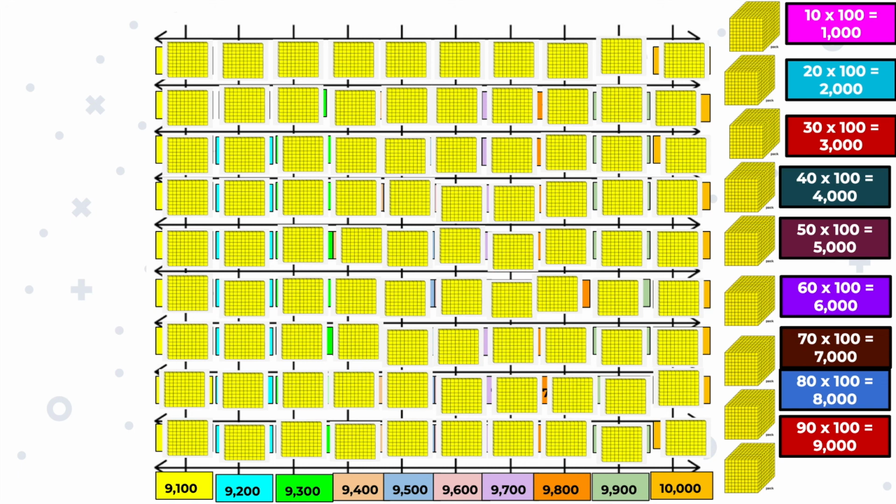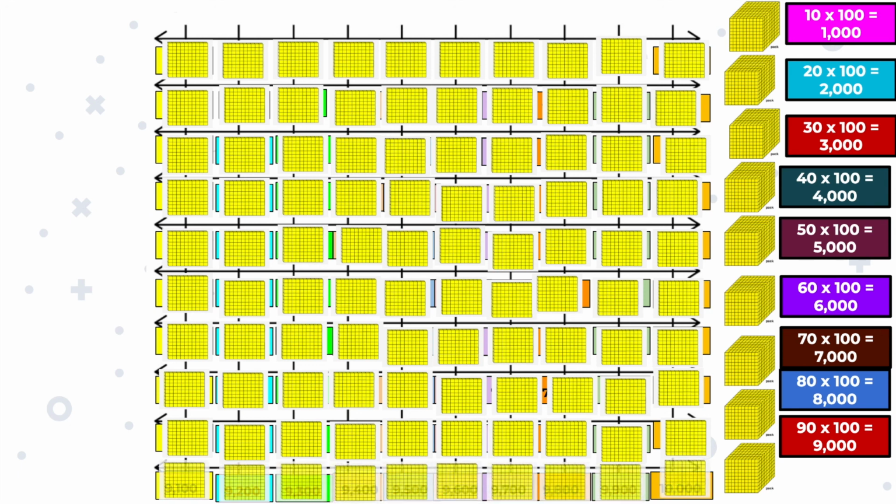I wonder how many hundreds blocks we'll need to make 10,000. I had 90. Let me add another 10 more hundreds blocks, which means another 1,000, which means we have 100 total hundreds blocks with 100 cubes in each for a total of 10,000. Look at all the hundreds we collected to get to 10,000. We had 100 hundreds to make 10,000. That is a lot of cubes.